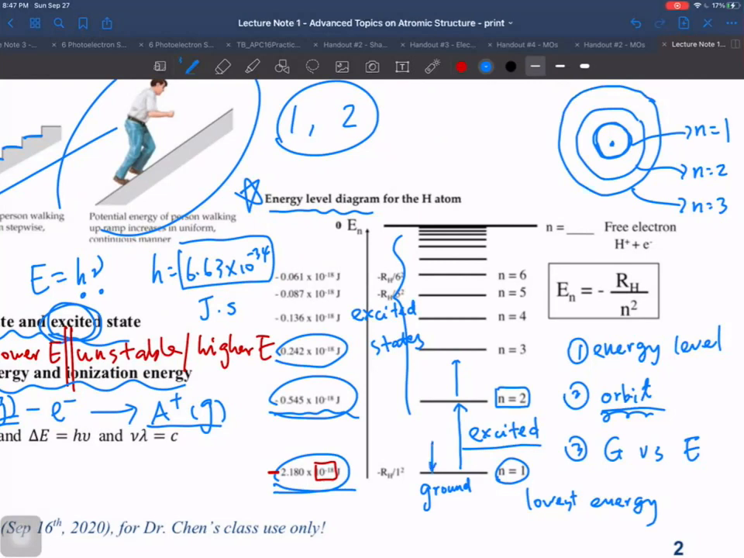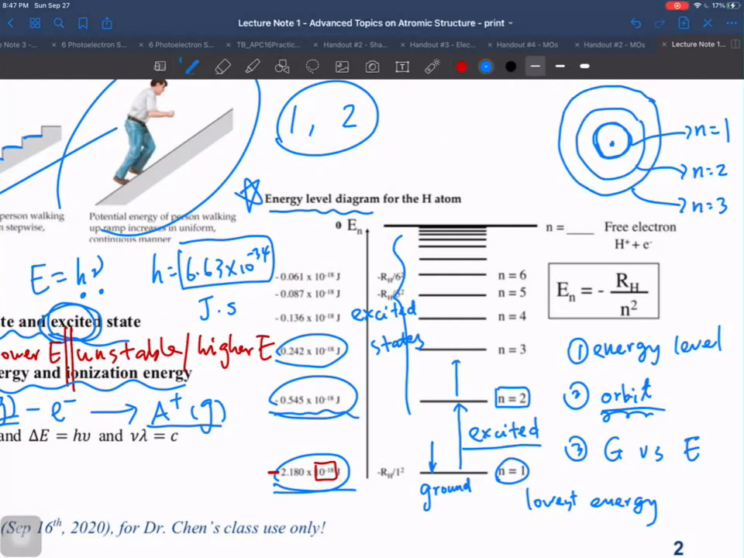And later we are going to talk about how this kind of transition from an excited state to the ground state will produce the hydrogen emission spectrum. Why is the energy negative again? Good question. I should say more about this. Yeah, this really depends on how we define the zero level.